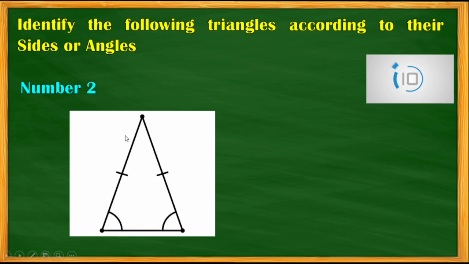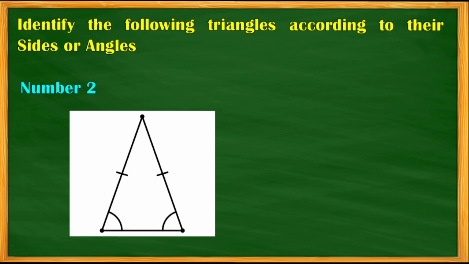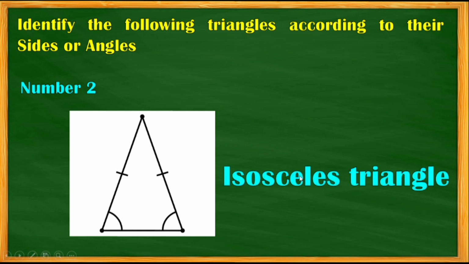And for number 3, this would be number 3. You have 10 seconds. Okay. So what would be the answer? 5, 4, 3, 2, 1. Okay, time's up. The correct answer is isosceles triangle. Very good, grade for pupils, because two sides are equal.